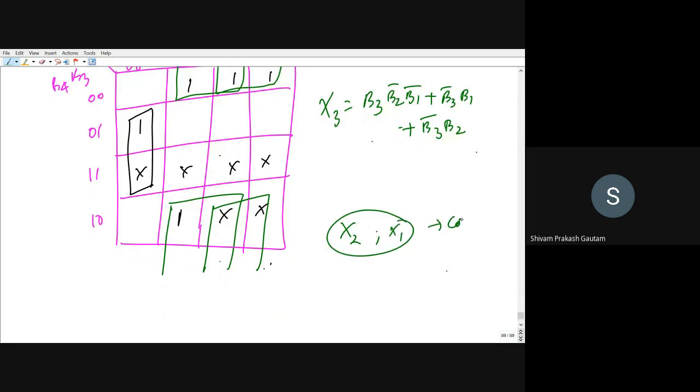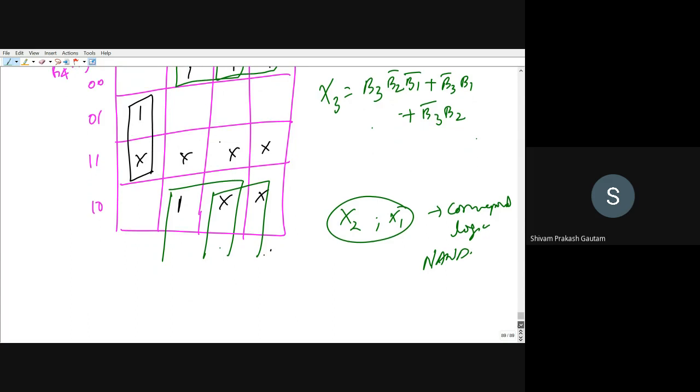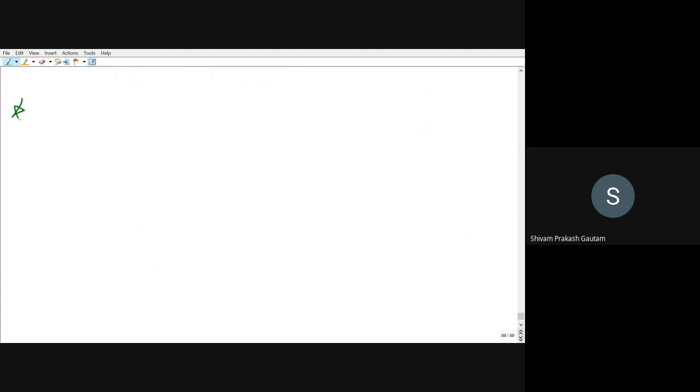Now you can form the K-map for X2 and X1 on your own, and then you can draw the corresponding logic using NAND gates. Right? I'm leaving it up to you. Next, we will see BCD to Gray.